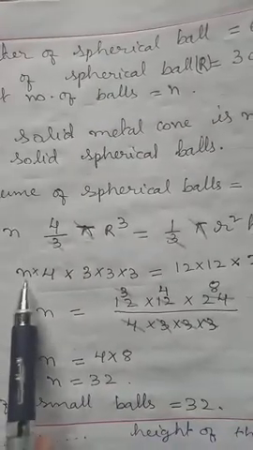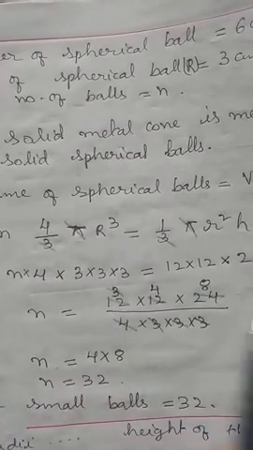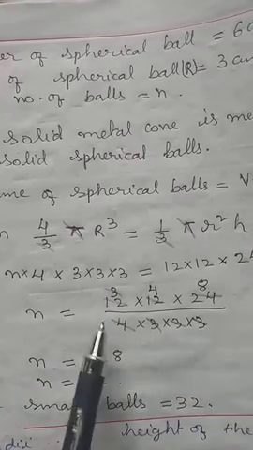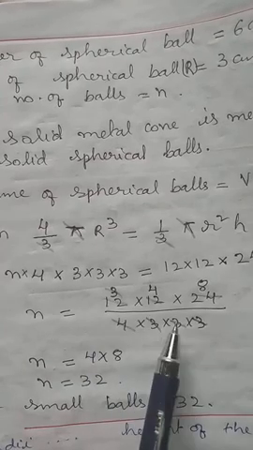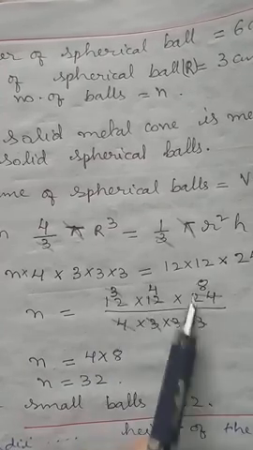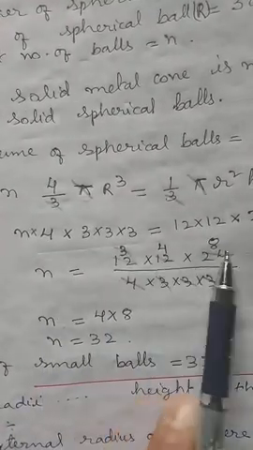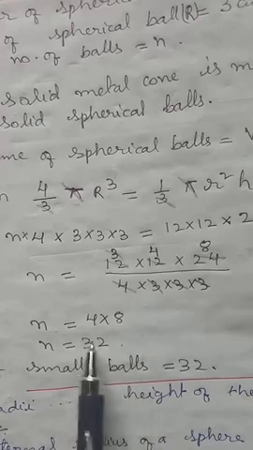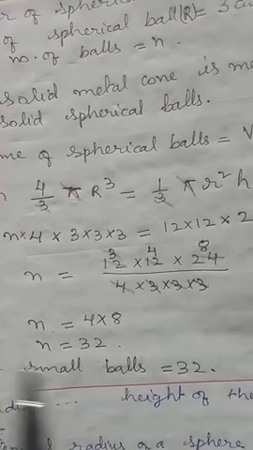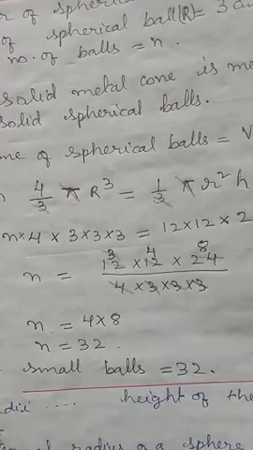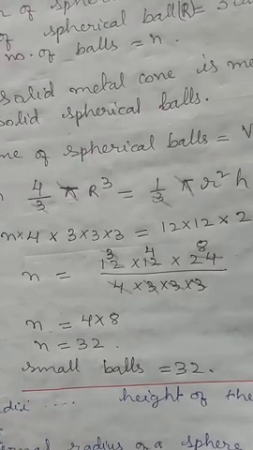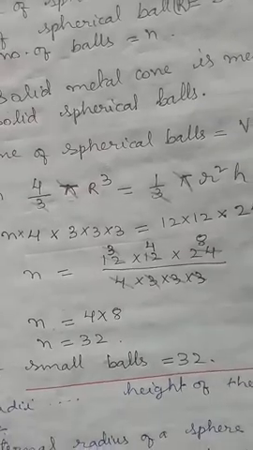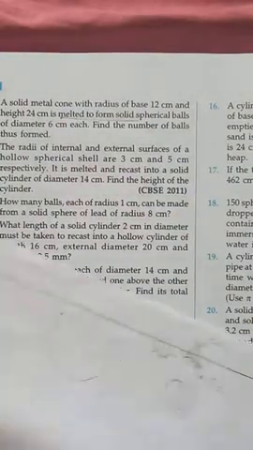Now we have to find n, so if we bring these to this side, they become divide. 4 divide 12, we have 3 cancel, 3 divide 12 is 4, 3 divide 24 will be 8. Okay, so 4 into 8 will be 32. So that is why, when they break that big cone into small spheres, we get 32 small spheres. Continue to the next one.